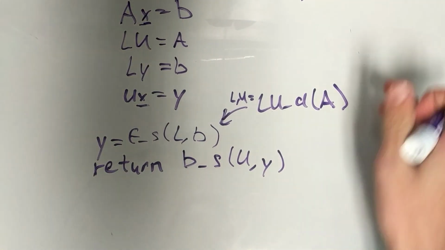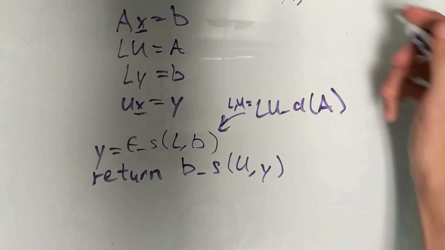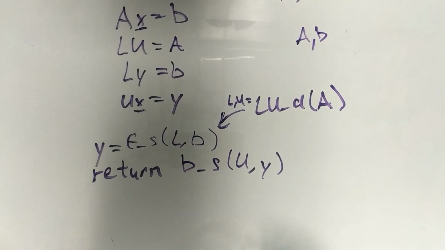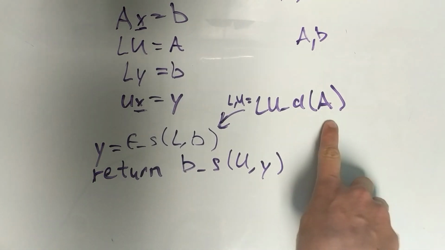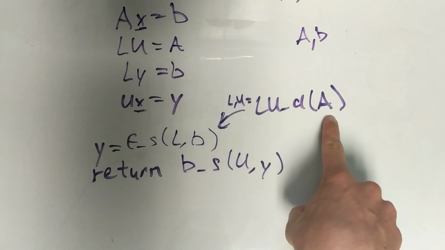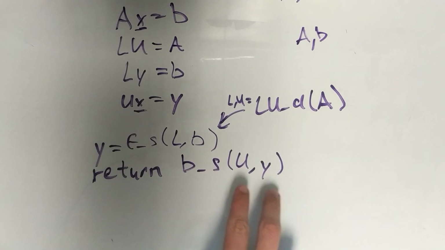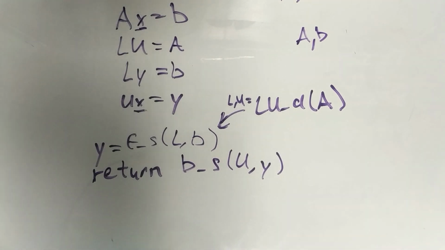Because we only start knowing A and b up here, and we have to create variables using only our A and b. And so this way, we get an LU based on our A, this way we get our y based on our L and our b, and then we get our x based on our U and our y, and that's the value that we'll want to return.